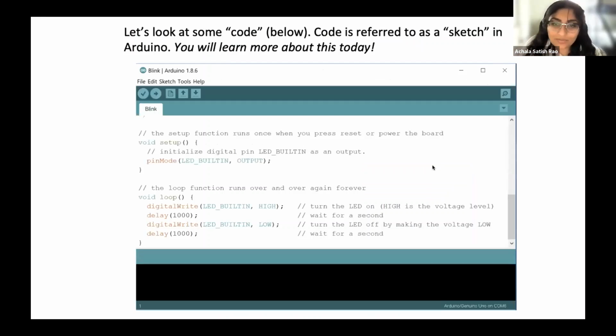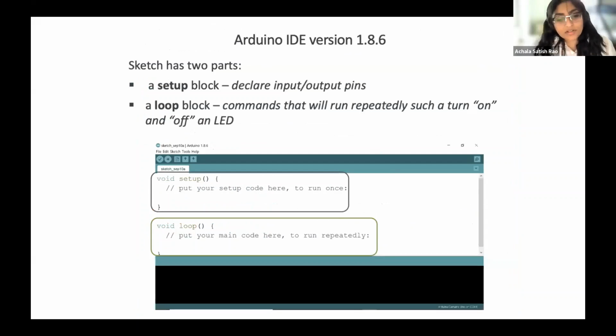And then here's what it'll look like when you run it, right? Here's an example of some code. And when you're running it for the Arduino IDE, we refer to code as sketches. And we're going to learn more of what this is today. So here's generally what the setup of the code looks like. You always have 2 blocks, right?